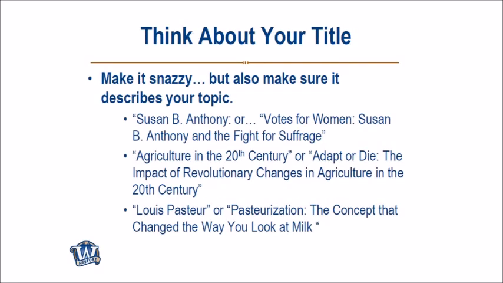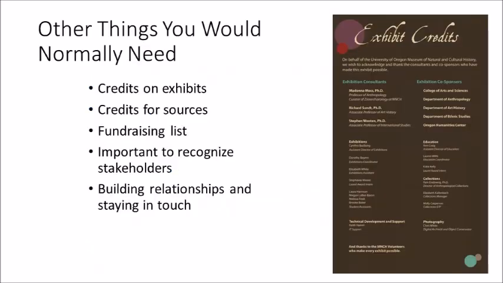Like I said, you had this big idea. You have to make it into a title. Make it snazzy, but it also has to describe your topic. And they give some great examples here. You could just call it Susan B. Anthony, or Votes for Women, Susan B. Anthony in the Fight for Suffrage. Agriculture in the 20th century, that's pretty boring. Adapt or Die, the impact of revolutionary changes in agriculture in the 20th century. That's pretty cool. Louis Pasteur, not so exciting. Or Pasteurization, the concept that changed the way you look at milk. All clear examples of how you can make a kind of snazzy title.